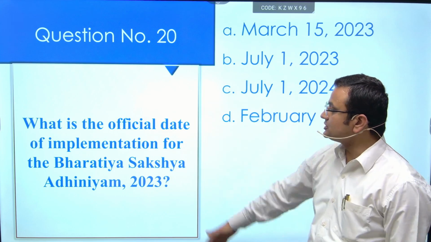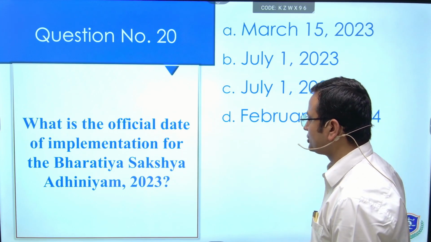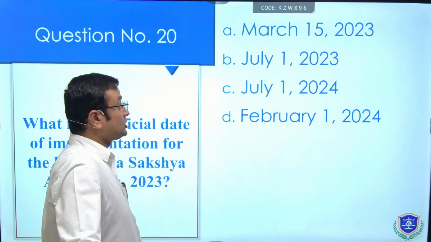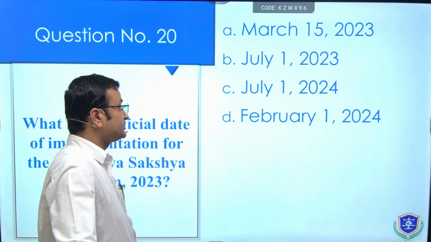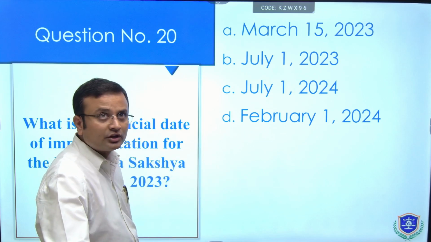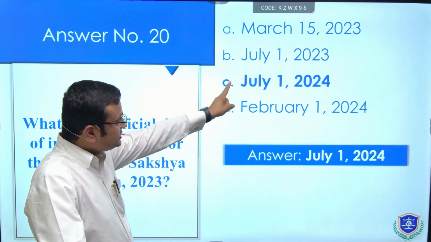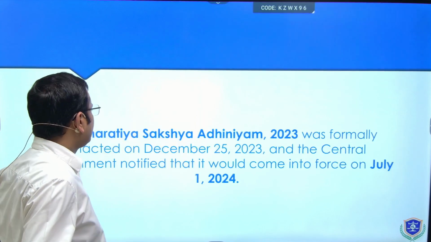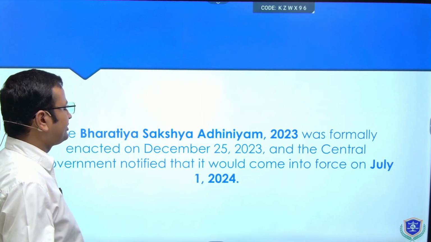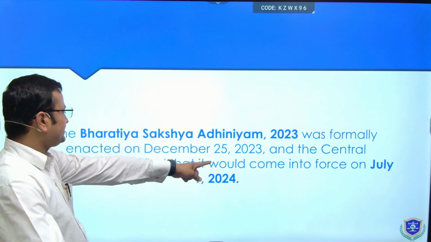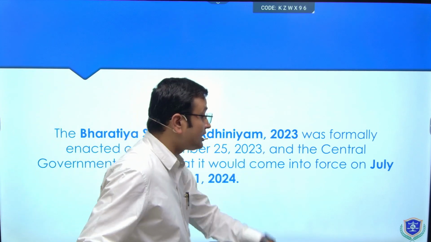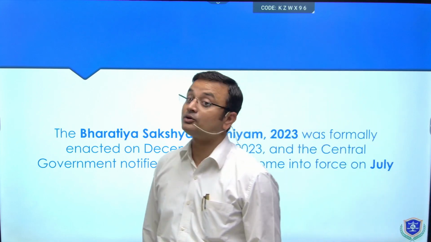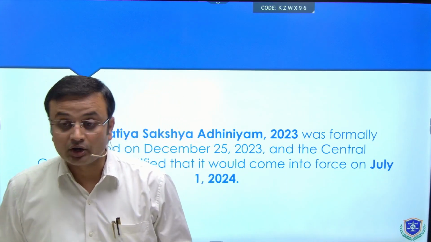So the next question is, what is the official date of implementation for Bharatiya Sakshya Adhiniyam 2023? Is it 15th March 2023, 1st July 2023, 1st July 2024 or 1st February 2024? And the answer is 1st July 2024. Because the Bharatiya Sakshya Adhiniyam was formally enacted on December 25th, 2023 and the central government notified that it would come into force on 1st July 2024. So such kind of questions are asked, on which date it was implemented or in force.